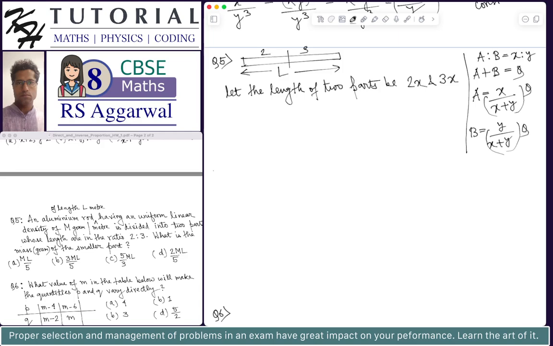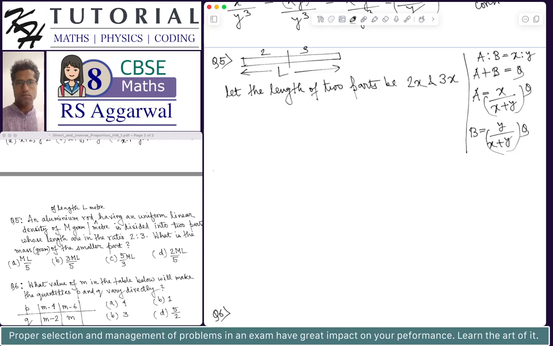So applying this concept, you can directly know the length of the two parts when the ratio is given to be 2 is to 3 and the total length of the rod is given to be L.